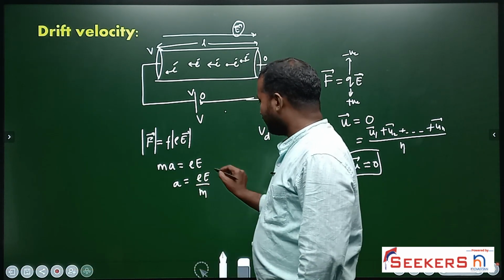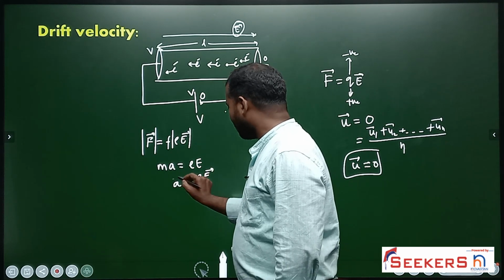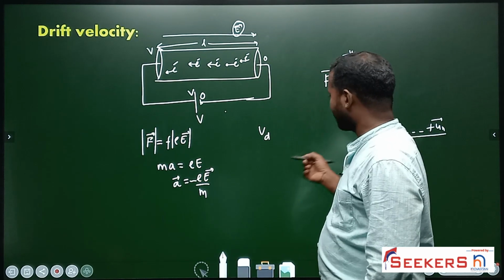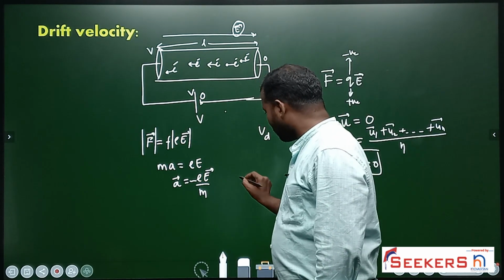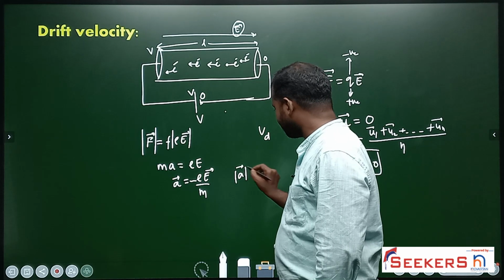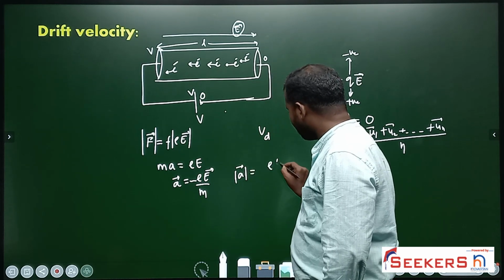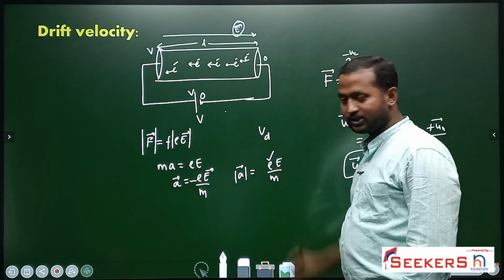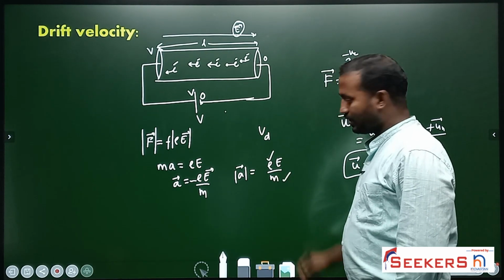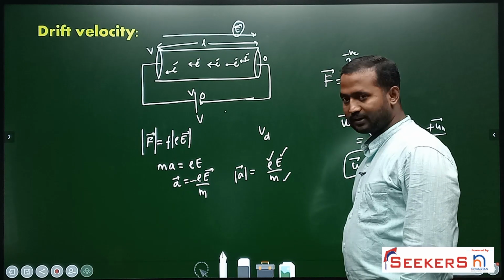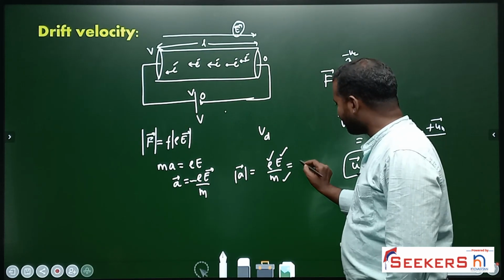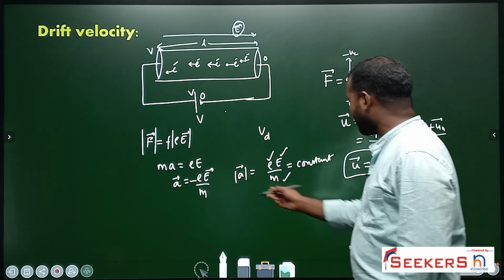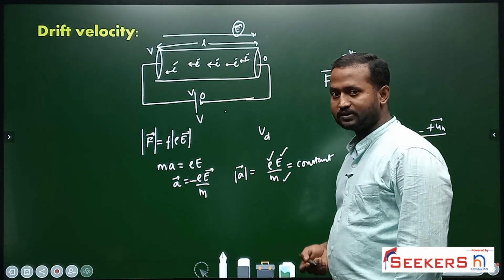You can see that if the electric field is in one direction, the acceleration will be in the opposite direction, as per our definition of electric force. If I talk about only the magnitude, acceleration is nothing but eE by m. Now you can see that the electric charge, the mass of the electron, and the applied electric field are all constants here. That means acceleration is a constant. Very good. Now if acceleration is constant, we can apply equations of motion.